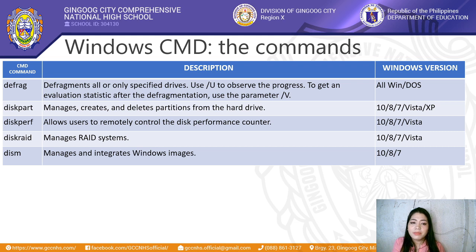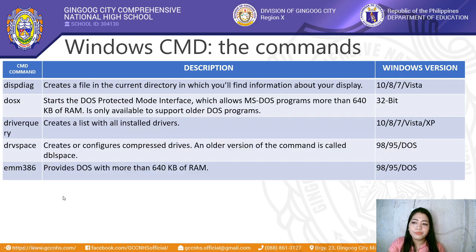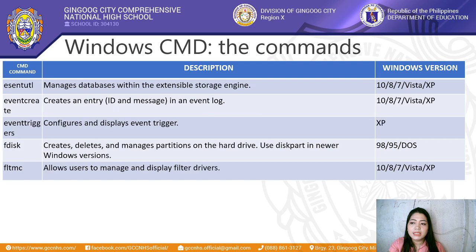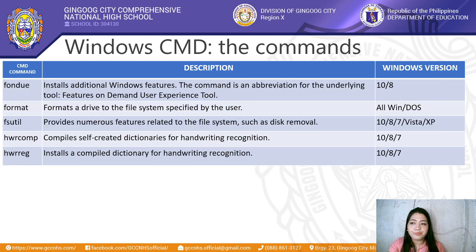This partition manages, creates, and deletes partitions from the hard drive. So if you have partitions, this part is beneficial. If you want to add a partition, then you can use this. We also have pdiag, DOSX, driver query, driver space. Fdisk creates, deletes, and manages partitions on the hard drive. Format formats a drive to the file system specified by the user.